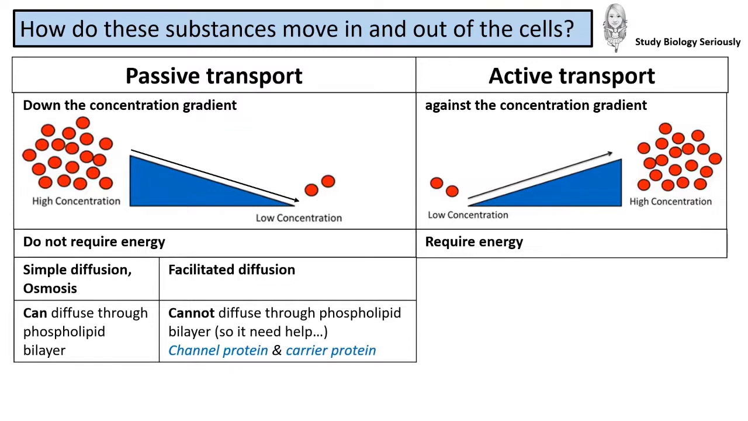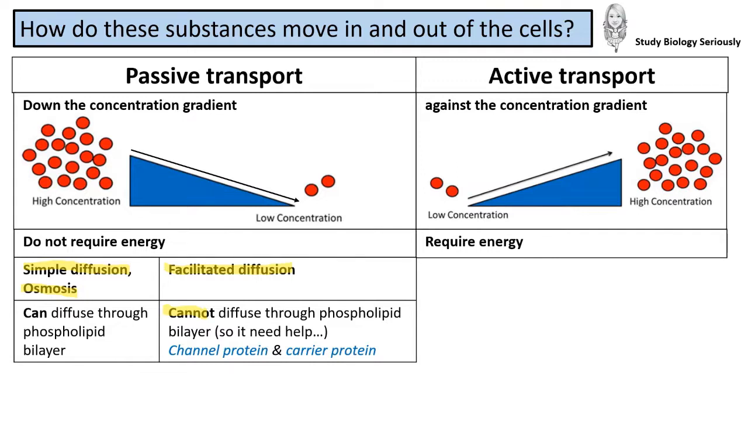Next, the example of passive transport is simple diffusion, osmosis, and facilitated diffusion. For the facilitated diffusion, it's the movement of the molecules or ions which cannot diffuse through the phospholipid bilayer. So it needs the help of the channel protein and carrier protein to cross the plasma membrane.